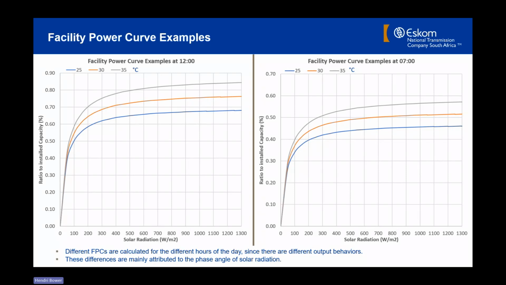That's why I designed my process to have a facility power curve that's different for each hour of the day. Each hour has its own facility power curve to be able to predict the relationship between your output and your weather conditions for that specific hour of the day.